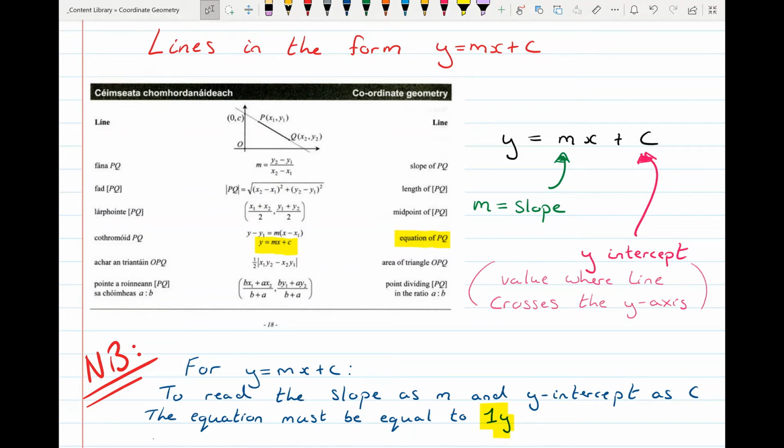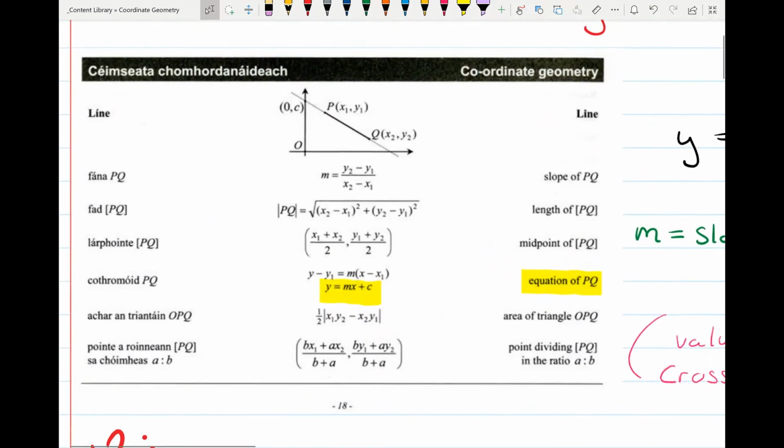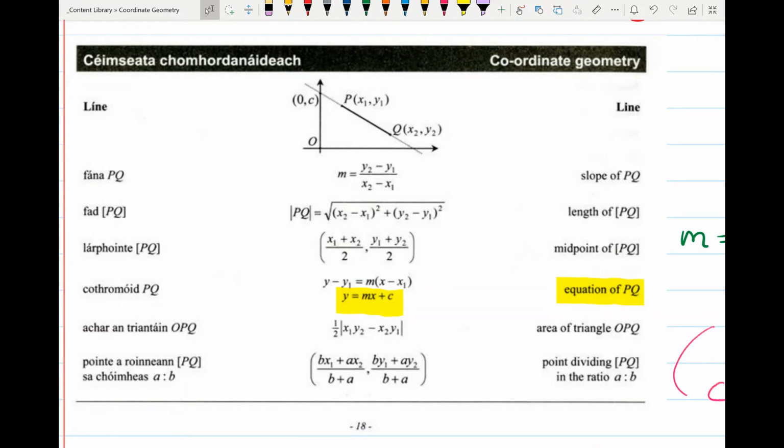We're continuing coordinate geometry. Now we're going to look at lines with the equation of the form y equals mx plus c. If we examine our page from the log tables, we'll see that we have our slope formula, length, midpoint, equation of the line, and up until now we've been using the first equation of the line. And we use the first one in purple when we know the slope of the line and we know one point on the line and we want to create the equation of the line.